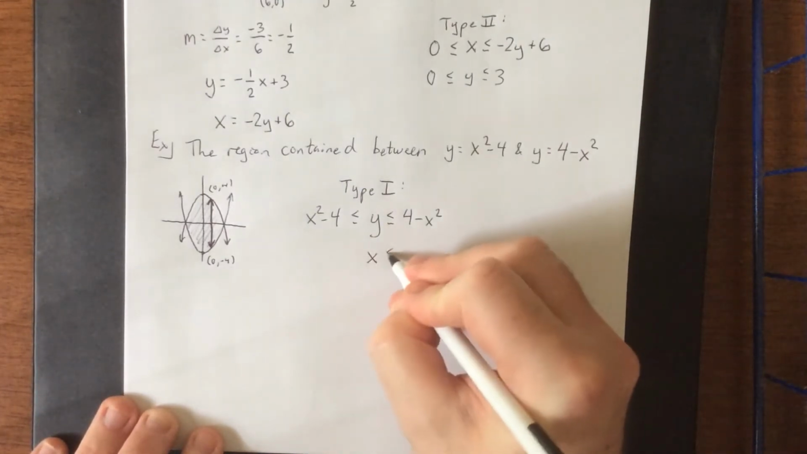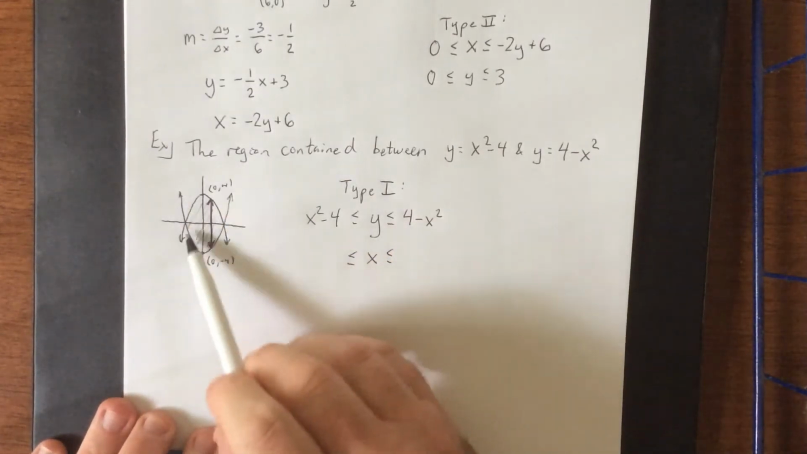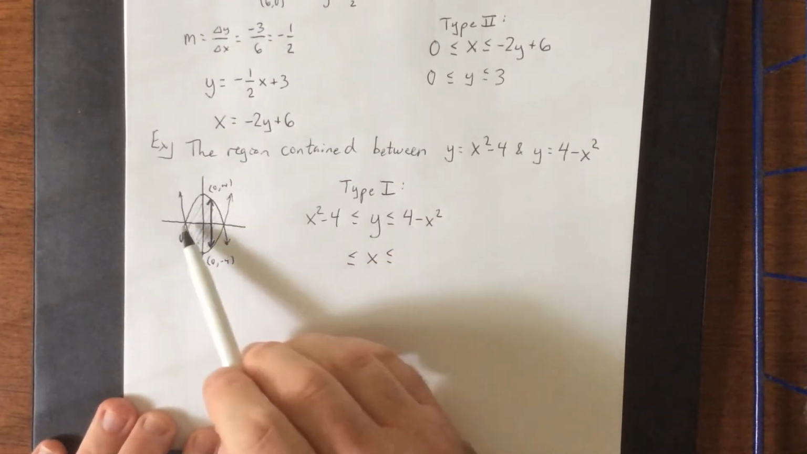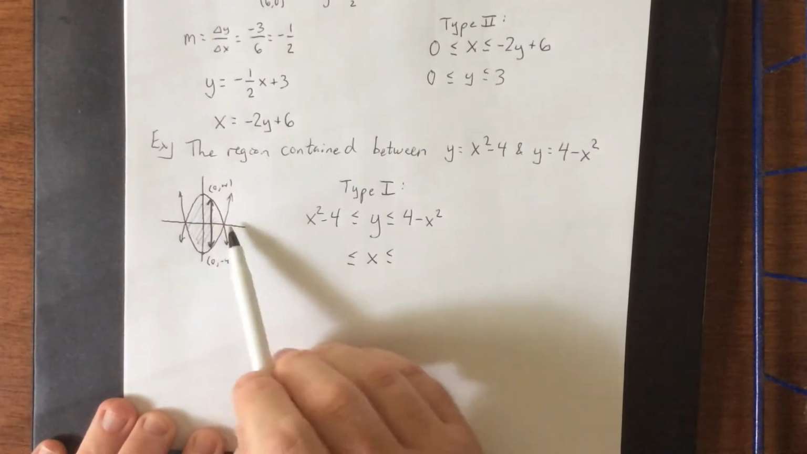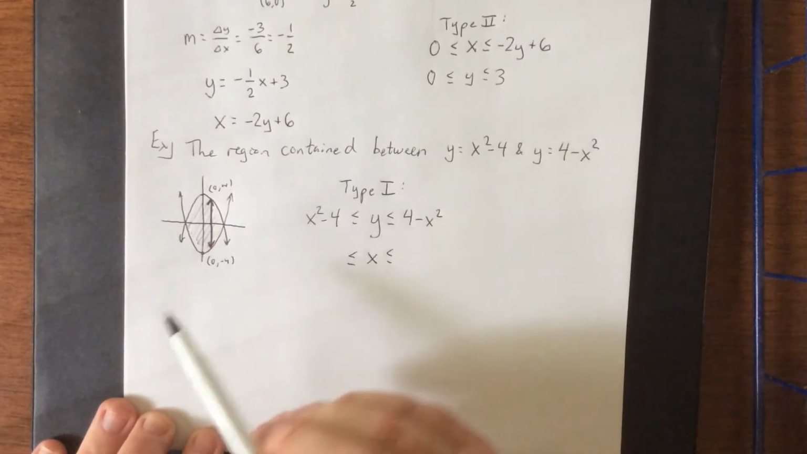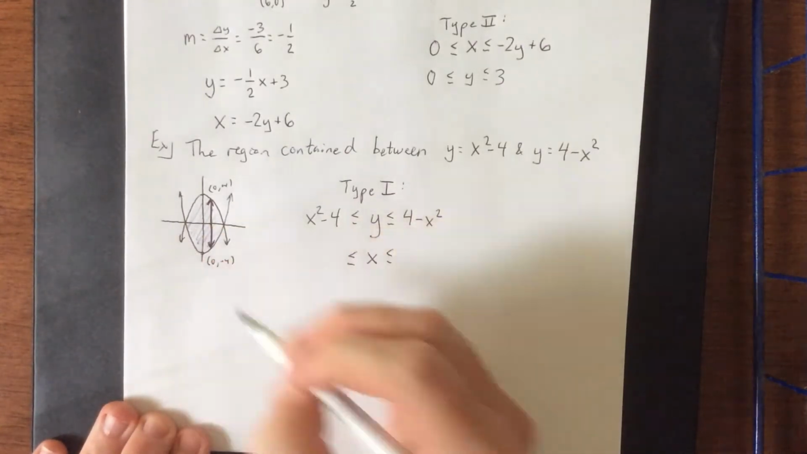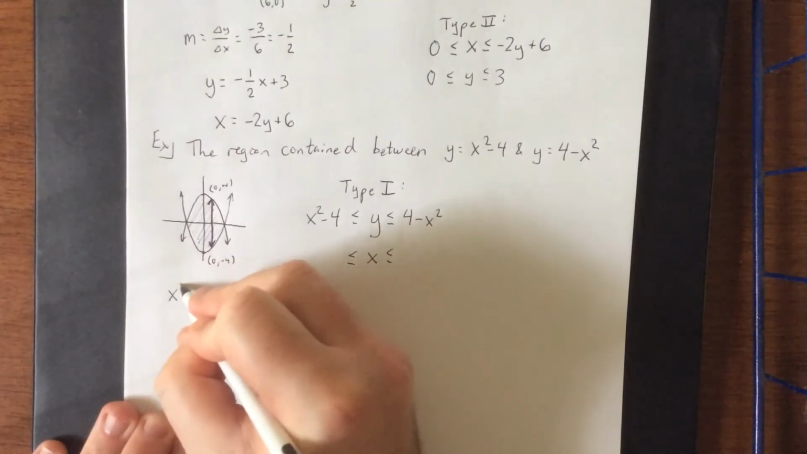So y is going to be between x squared minus 4 and 4 minus x squared. Then x is going to have to be in between two constants. Now, the way that I have it drawn here, it appears as though their points of intersection are actually the x-intercepts for this. That's merely coincidence on this one. Normally what you would do to come up with these points of intersection is set the two functions equal to each other.